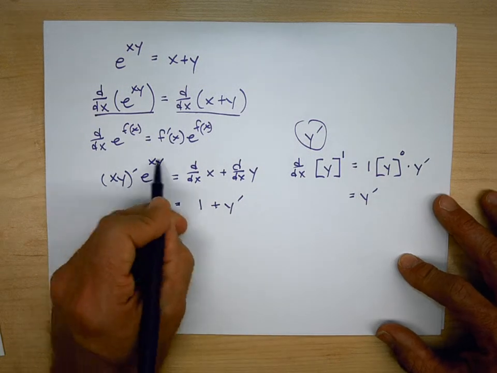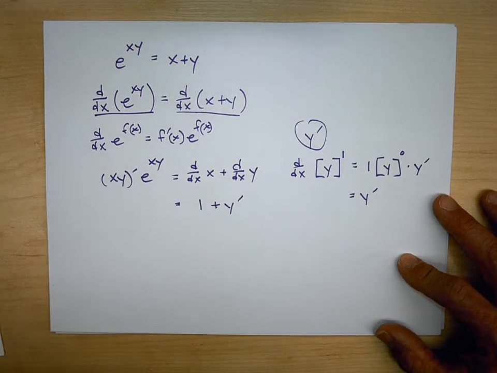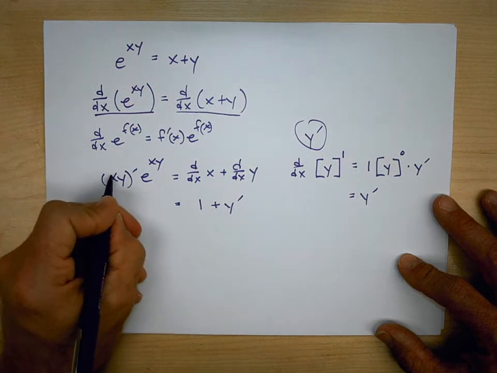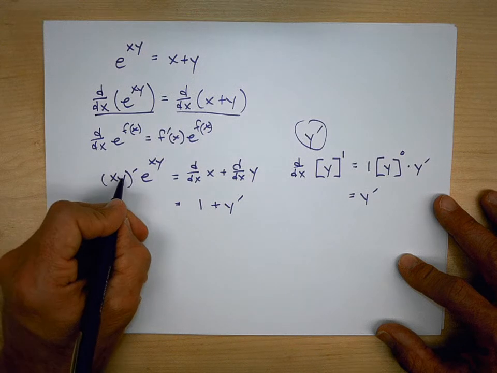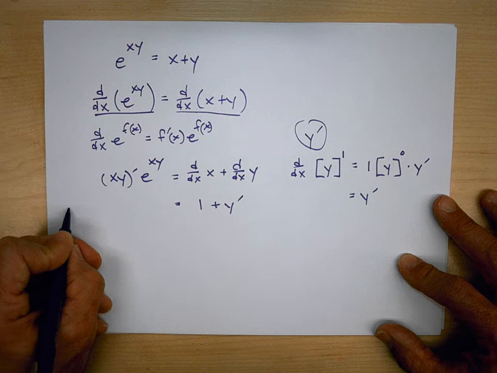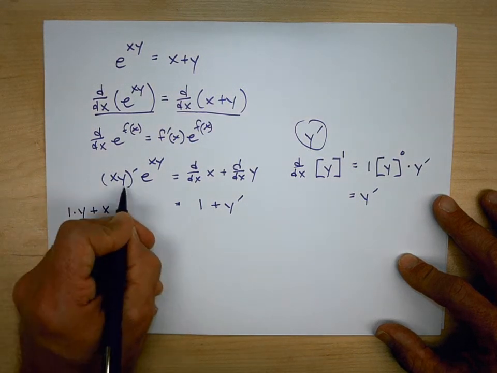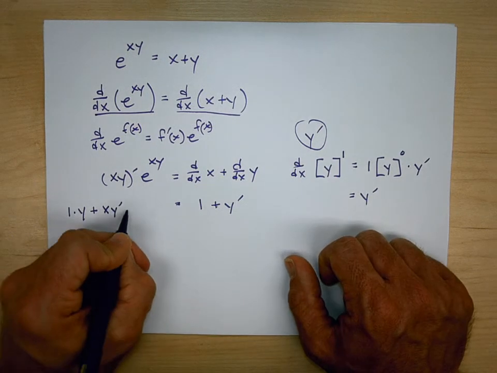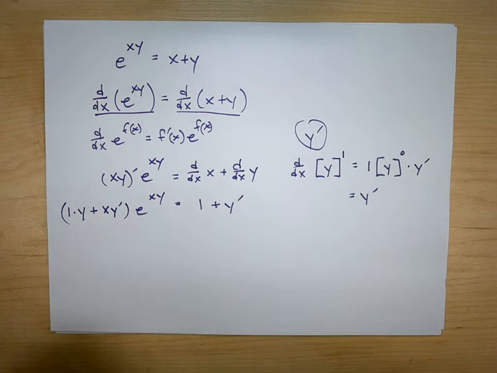Let's take a look at the left side, because here we have x times y, so we are going to need the product rule. So if I take the derivative of x times y, it's the derivative of x times y plus x times the derivative of y. The derivative of x is 1 times y plus x times the derivative of y. Well, we just talked about what that would be, so that's x y prime. So this whole thing times e to the xy.